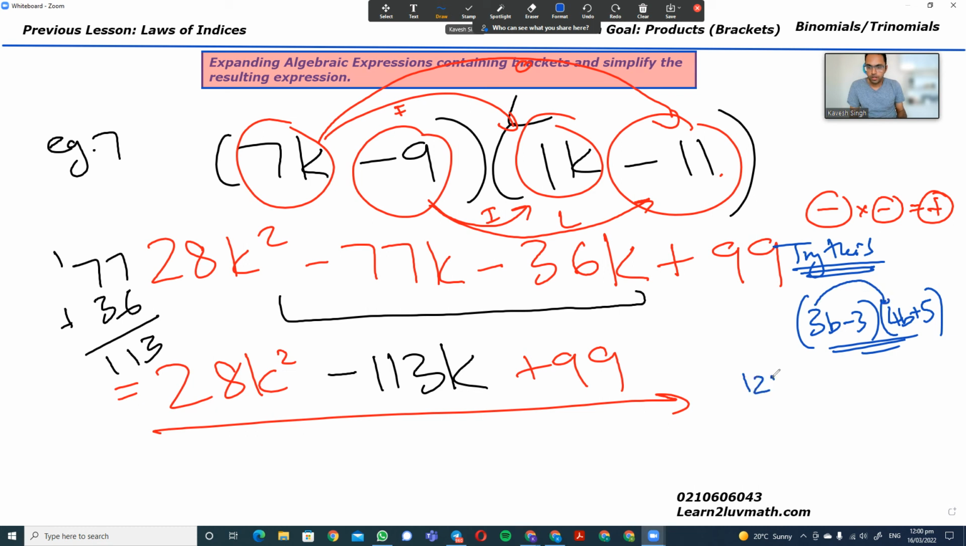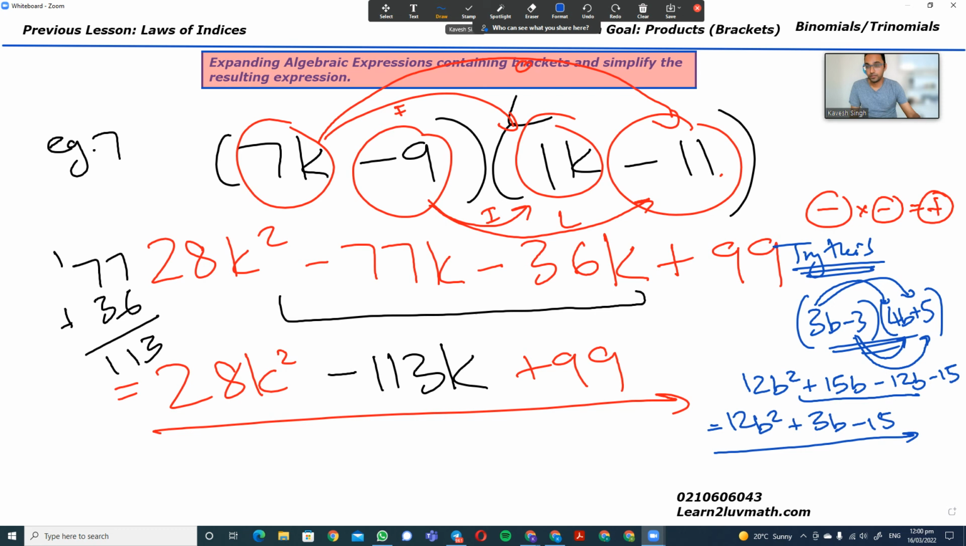That's going to get me 12b squared first, and then outer 3b times 5 gets me plus 15b. Minus 3 times 4 gets me minus 12b. Minus 3 times plus 5 gets me minus 15. So I'm left with 12b squared. 15 minus 12 is 3, so plus 3b. Remember, that's like terms. And then negative 15, bring it down.